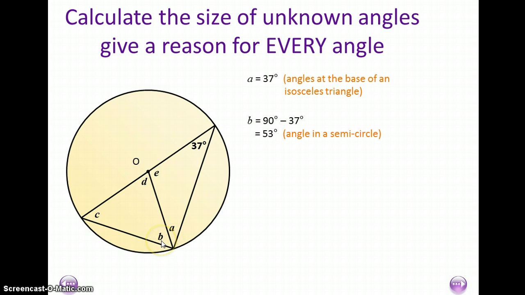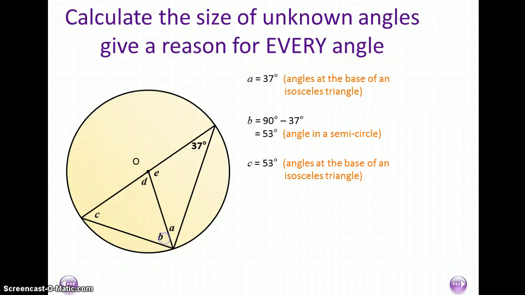Angle B, this one here, is 53 degrees. This is because this line here is the diameter of the circle. And as we've found from circle theorem 1, the angles in a semicircle are 90 degrees. So this whole angle here is 90 degrees. Because this is 37 degrees, 90 take away 37 is 53. Hence this angle B here is 53 degrees.